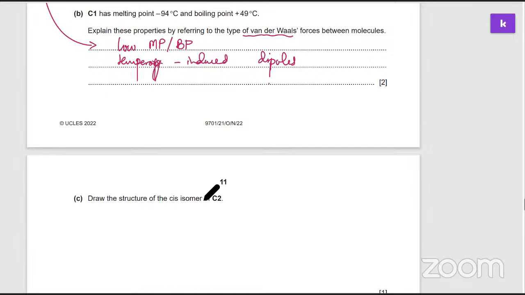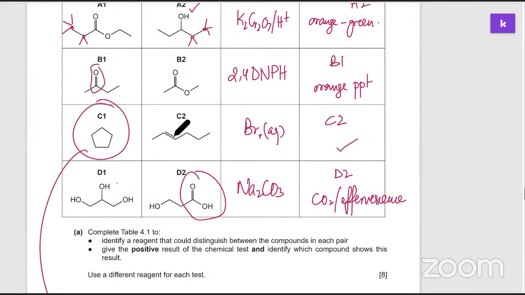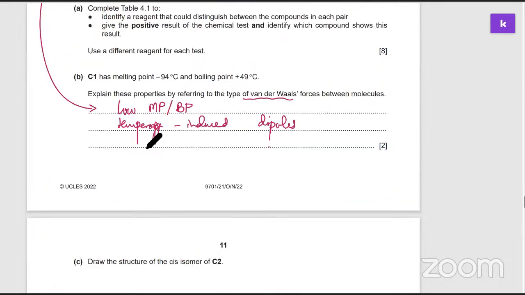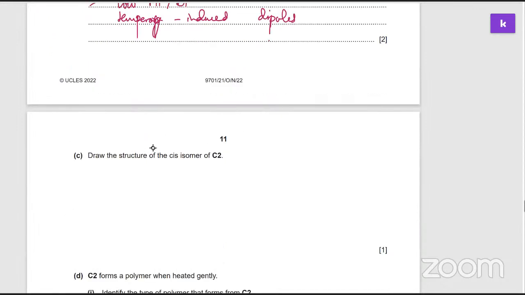Cis isomer of C2, you have to draw that. So you've got a double bond. How many carbons? 1, 2, 3 carbon atoms on one side and 1 carbon atom on the other side. The cis would be that the H's will be pointing in the same direction, and that's all your H atoms. Okay, that's your cis version.